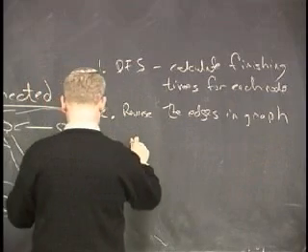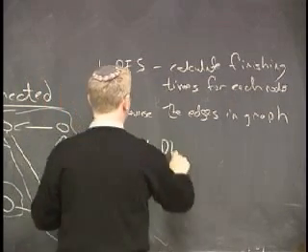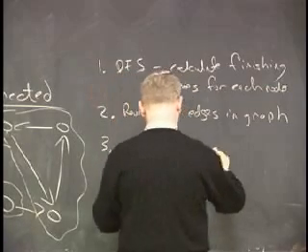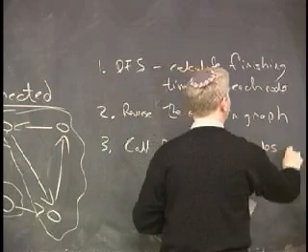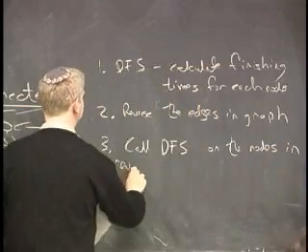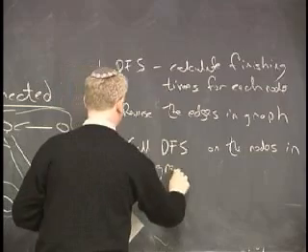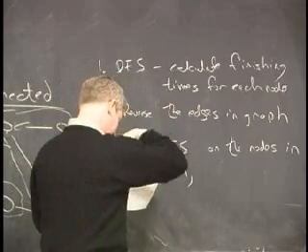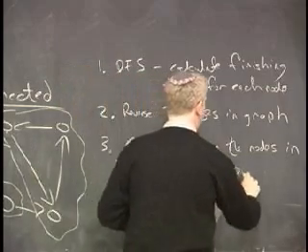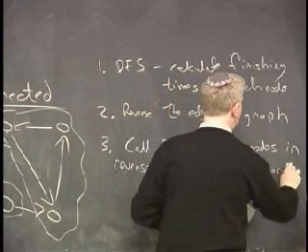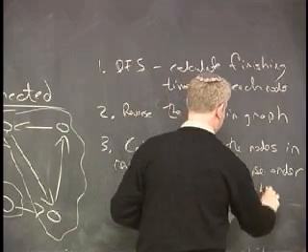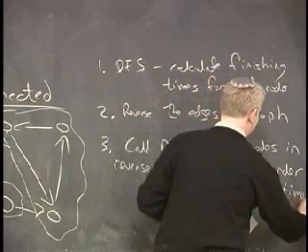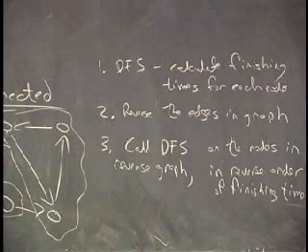Step 3, yeah, I know. Call depth first search on the nodes in the reverse graph in reverse order of the finishing times. Woohoo, yeah. This is like the reverse algorithm. Let's do it. If we do it, you'll understand what this means.